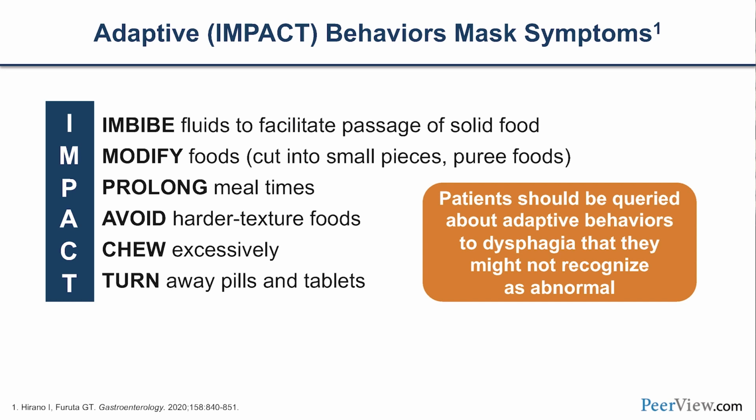When you think about this, you could think of I for imbibe, which is to drink fluids. This facilitates passage of solid food down the esophagus. M is for modify foods, where you're cutting foods into small pieces or pureeing foods to allow them to go down easily. P is for prolonging meal times, eating slower to make it easier. A is to avoid harder texture foods, so actually getting rid of the foods from the diet that seem to stick the most. C is to chew excessively, again, making the food into some kind of paste that goes down easier. And finally, T, to turn away pills and tablets.